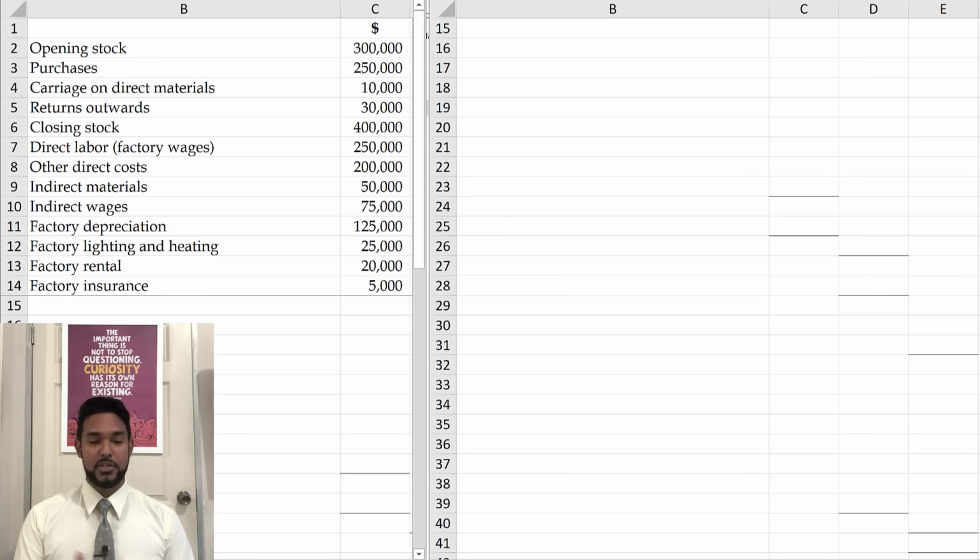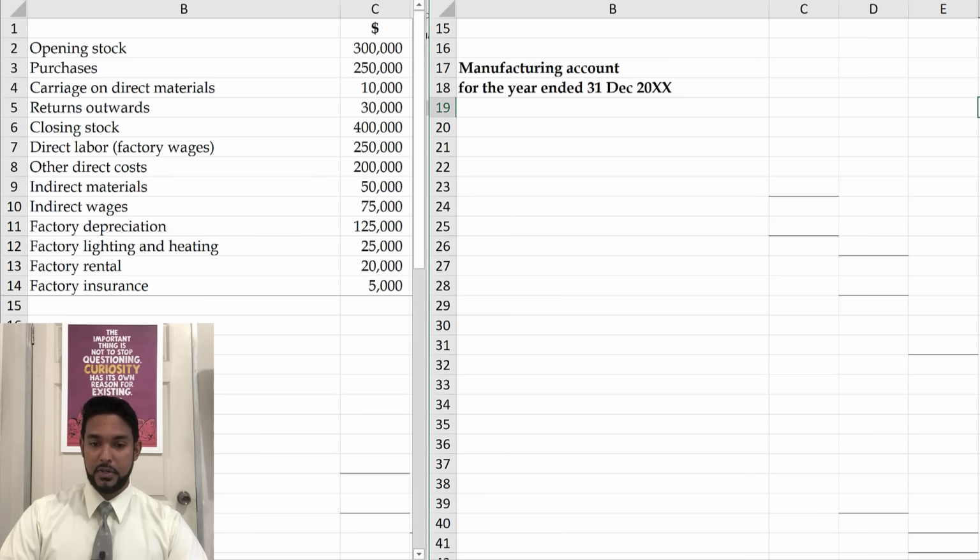The information, as we can see, is on the left-hand side. We have opening stock, purchases, carriage on direct materials, returns upwards, closing stock, and a bunch of other stuff. Let's take it one thing at a time. Your manufacturing account should be headed up, saying manufacturing account for the year ended 31st, or whenever the period ended. Let's get some dollar signs going there. We're going to head up cost of materials consumed, and opening stock is to start with.